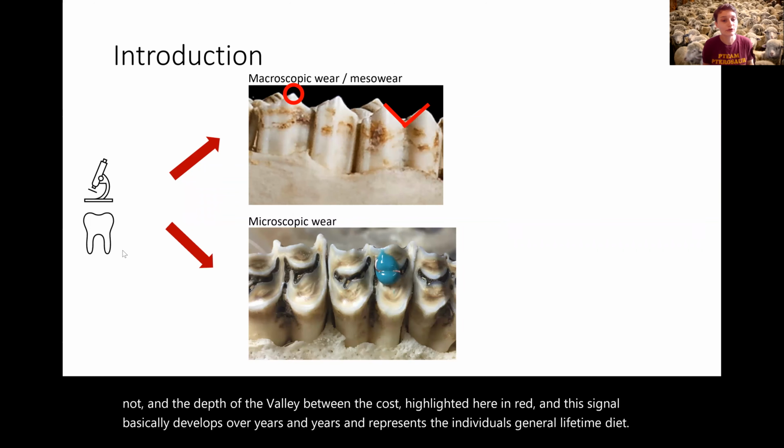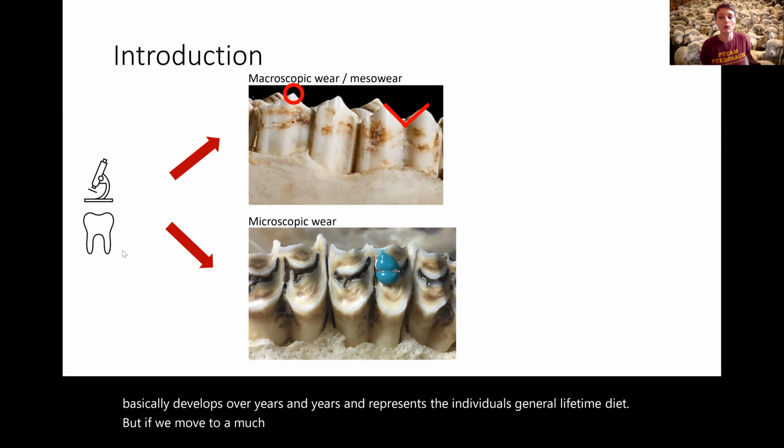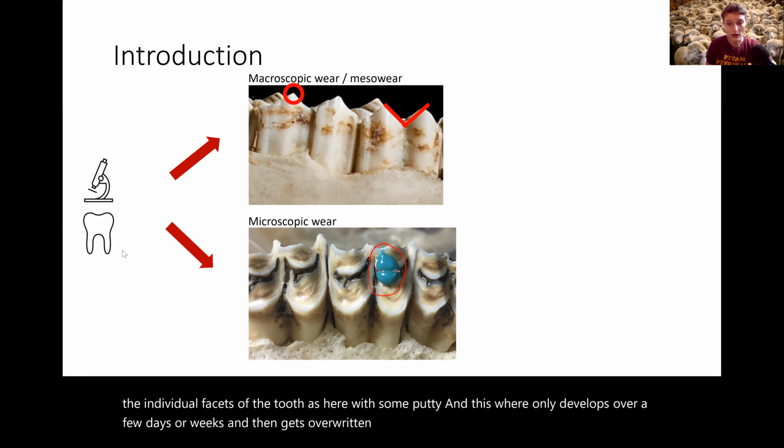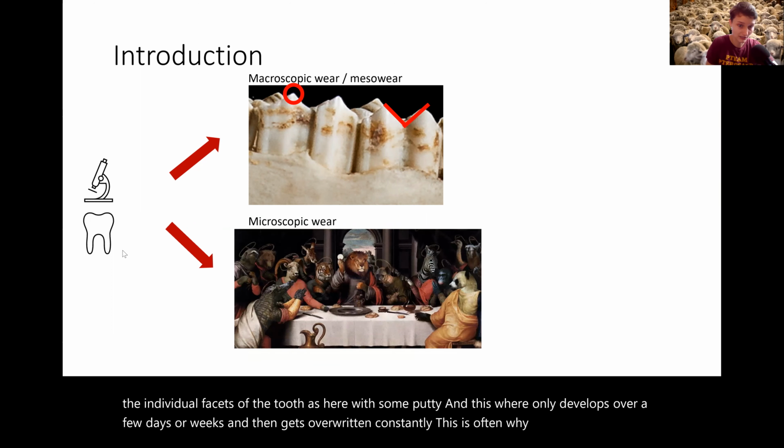But if we move to a much higher magnification, we can distinguish microscopic wear looking at the individual facets of the tooth, as here with some putty. And this wear only develops over a few days or weeks and then gets overwritten constantly. And this is often why it's called the Last Supper proxy.